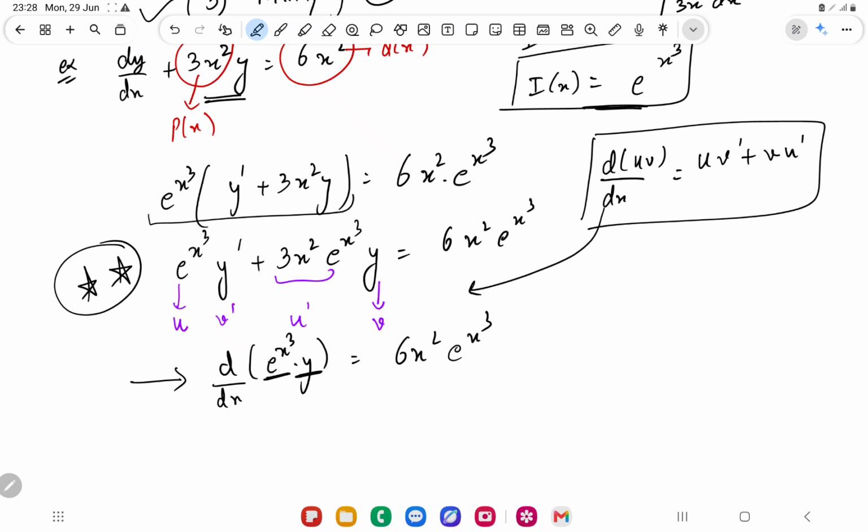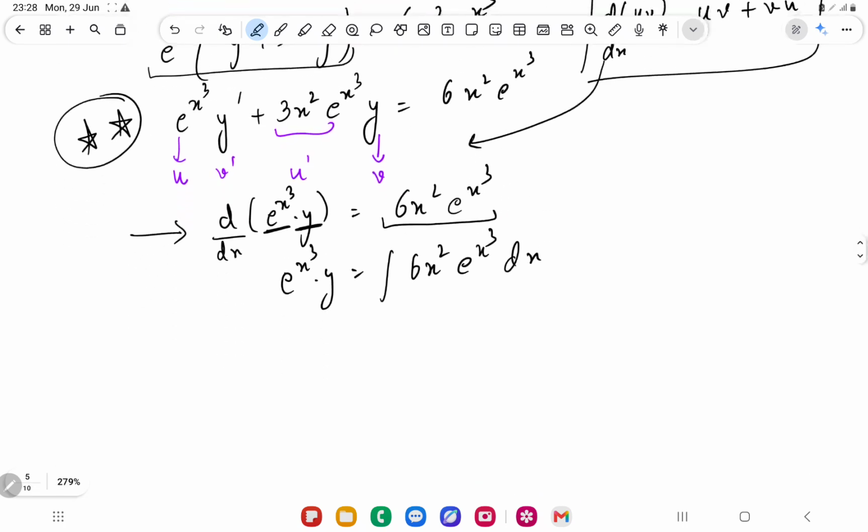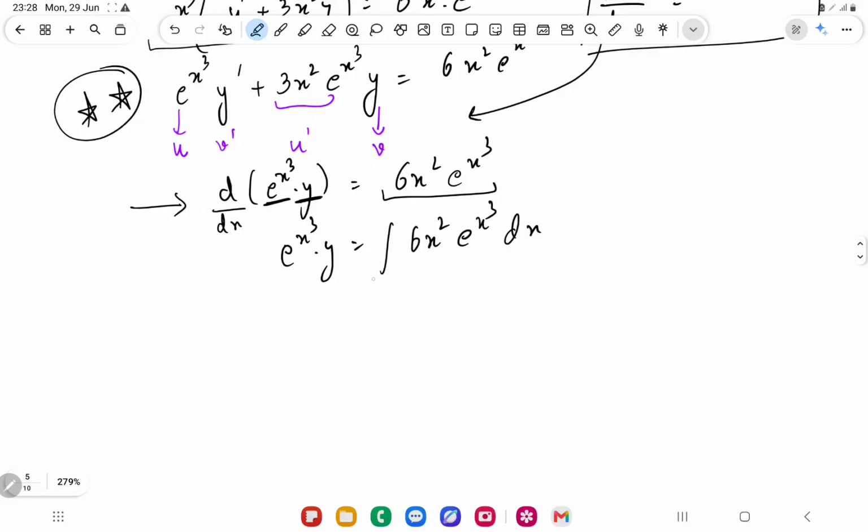Now we have to integrate, so if we are integrating both sides, I can write it as e to the power x cube into y. Now you have to integrate this. Now how will you integrate? I can write this as integration of 6x square e to the power x cube dx. Now again you have to use methods of integration. So you can assume, let's say, x cube as t. So 3x square dx will become dt.